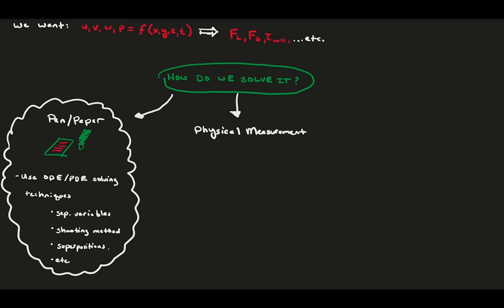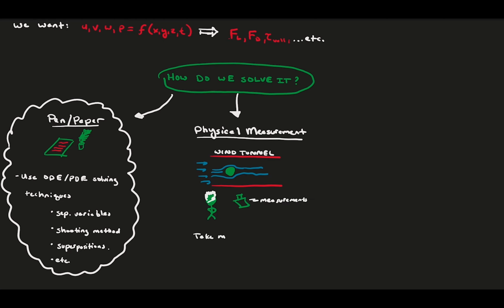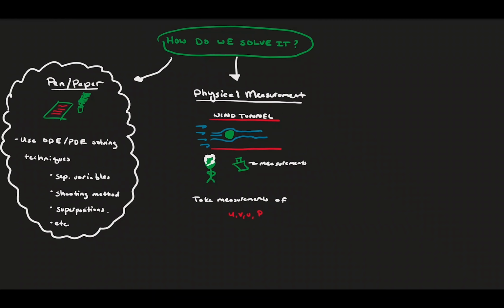Alternatively, if we wanted to do something with our hands, we could build an experiment and take physical measurements. In this example, we would stick that cylinder in a wind tunnel, and we would do some flow measurements with a hot wire or maybe particle image velocimetry. With this, we would be able to piece together the velocity field, and we might be able to say something about the pressure field. But we would have difficulty obtaining all these variables in one single experiment.